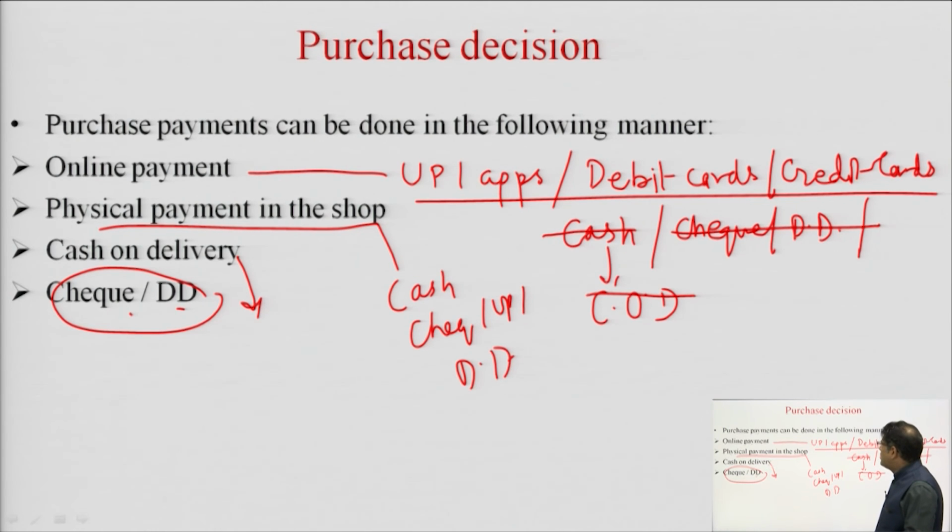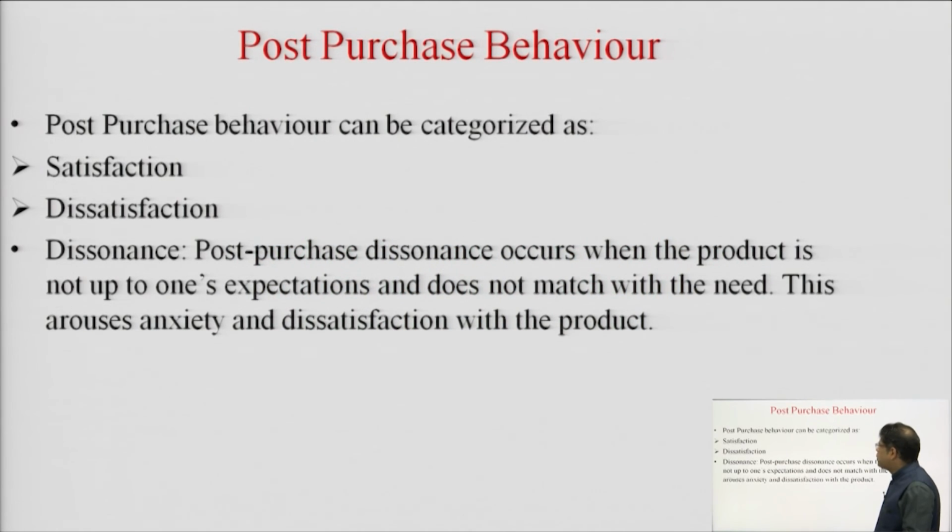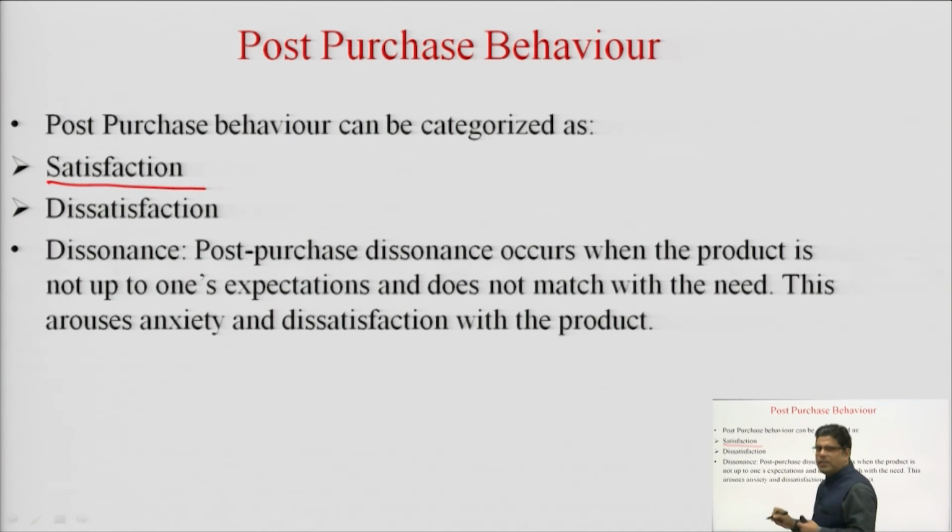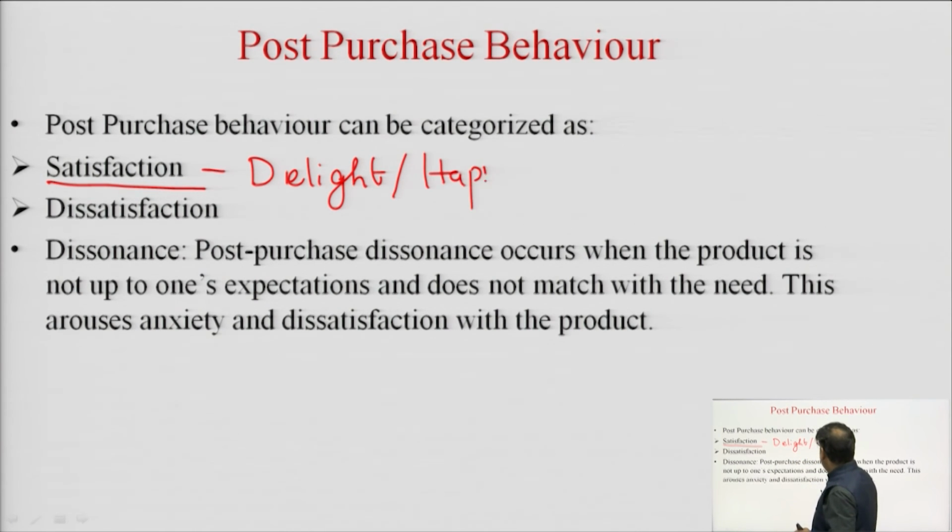After the purchase decision, there is a post purchase behavior that the consumer displays. This post purchase behavior is the behavior that the consumer displays after the product or the service has been used. So, the post purchase behavior can be a behavior of satisfaction, or it can also go beyond satisfaction. It can be a behavior of delight or happiness.